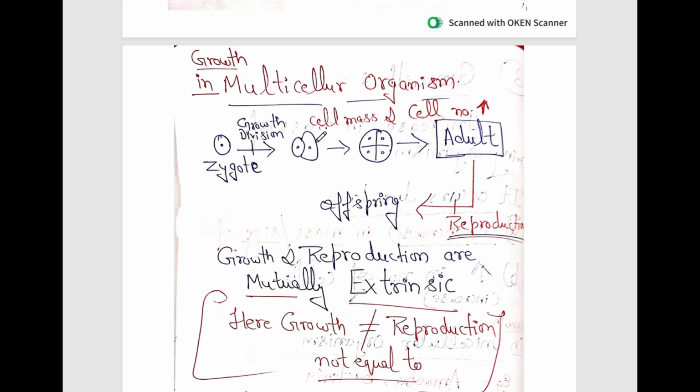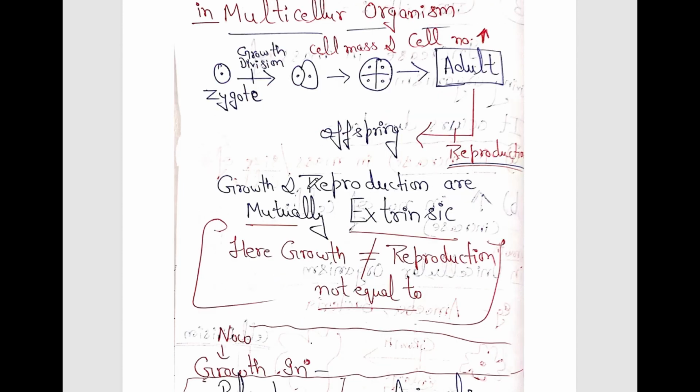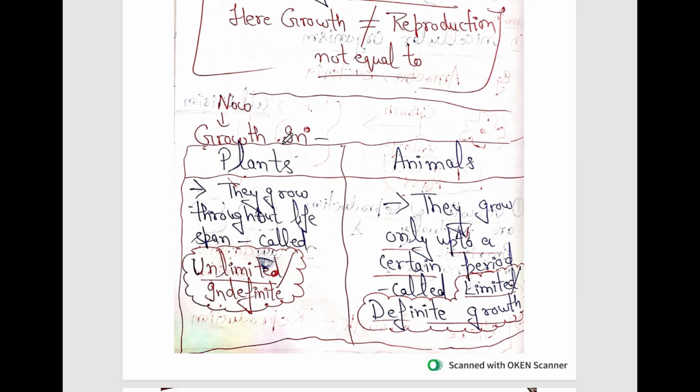You can see here that growth and reproduction are mutually extrinsic. Growth is not equal to reproduction here in multicellular organisms. Now, growth in plants and animals. In plants, they grow throughout the lifespan, called unlimited or indefinite growth. In animals, they grow only up to a certain period, called limited or definite growth.